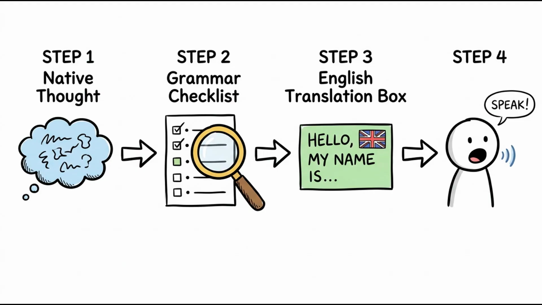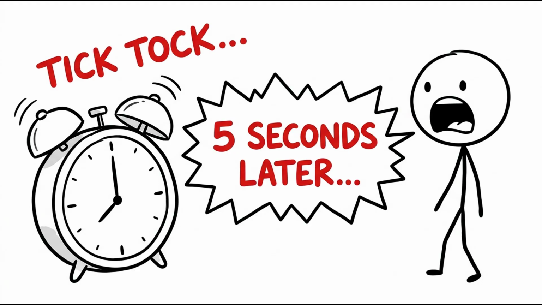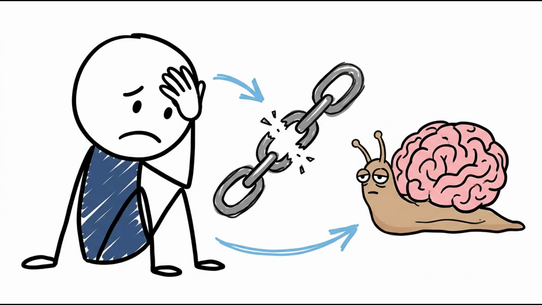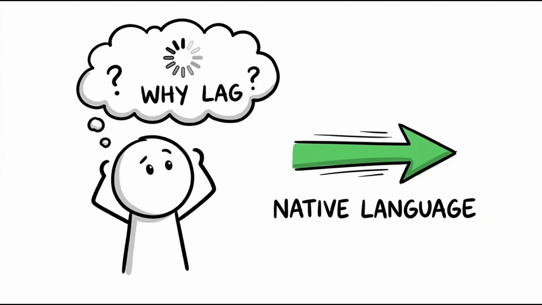And finally, you translate that response back into English, mentally double-checking the grammar, before you finally open your mouth to speak. By the time the words actually come out, several seconds of awkward silence have already passed. The natural flow of the conversation feels broken, and you're left feeling frustratingly slow, even though you clearly know the material. You ask yourself, I know this vocabulary, so why is my brain lagging so badly? Why can't I just think directly in English, the way I seem to be able to think in my own language, without any effort at all?